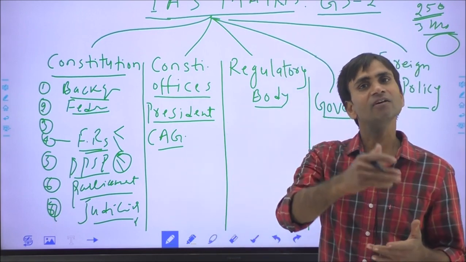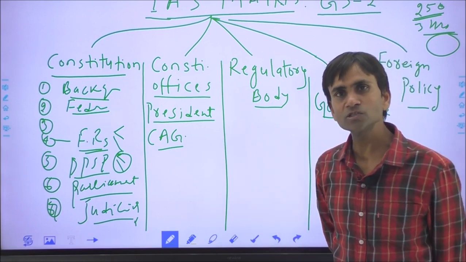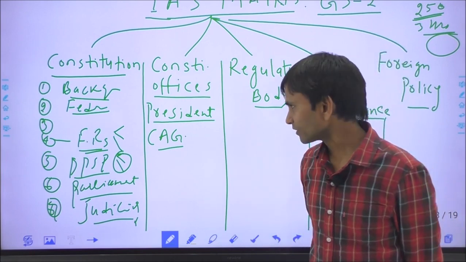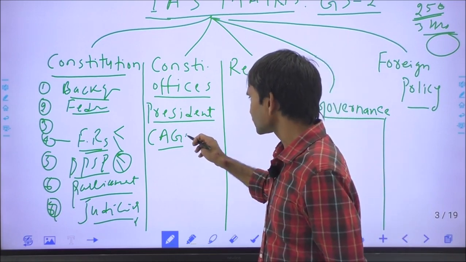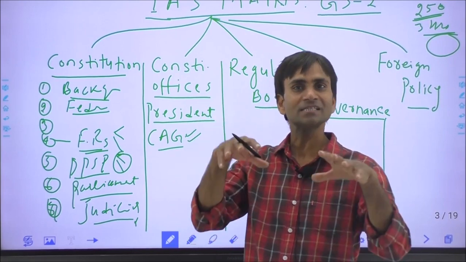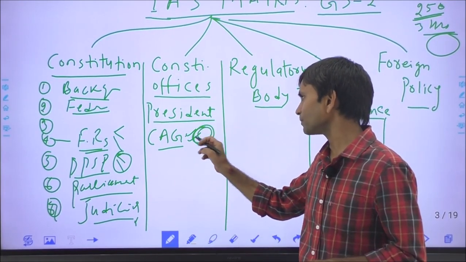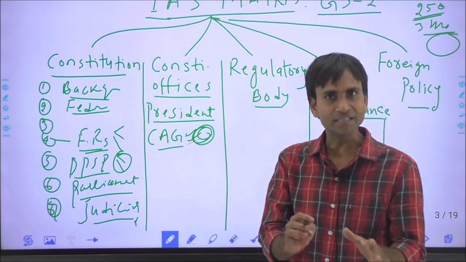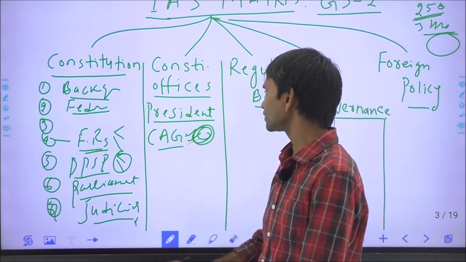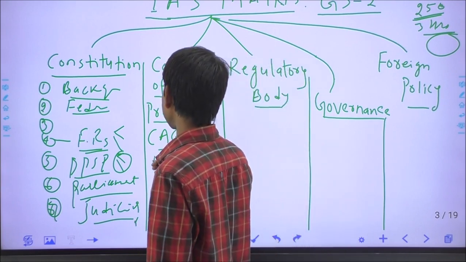If the CAG has failed to intercept this corruption or the leakage of public funds, then definitely we have to enhance the position of the CAG. What kind of powers must be vested in the hands of the CAG? So then the position or performance or powers of the CAG must be revised. You should include this in the preparation of this topic. And this is the Attorney General of India.